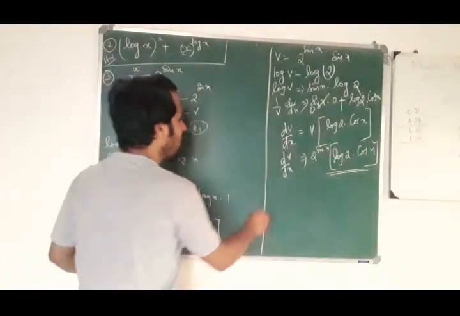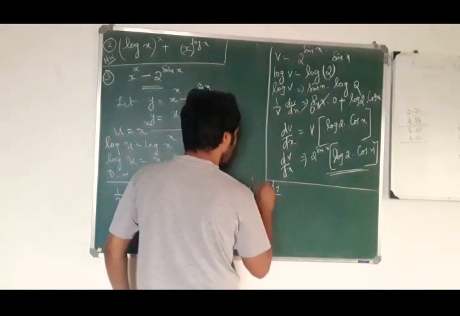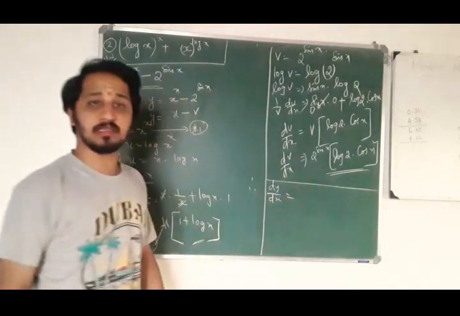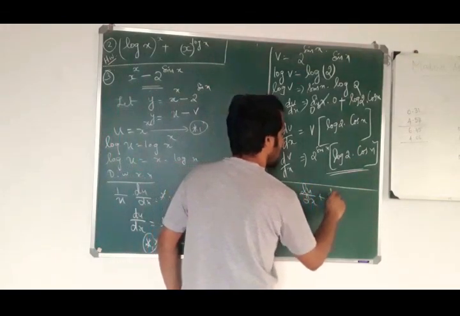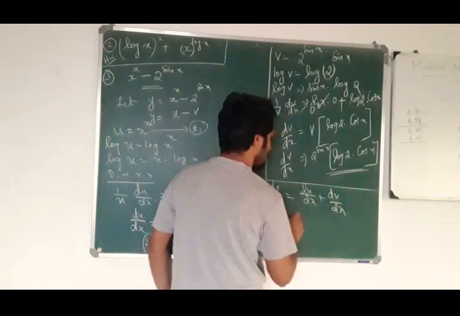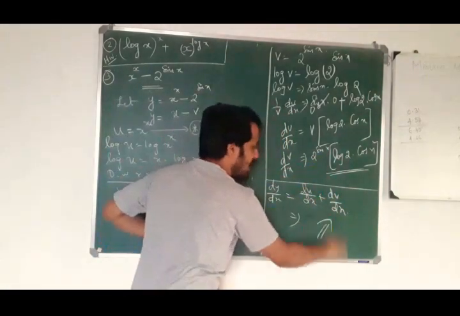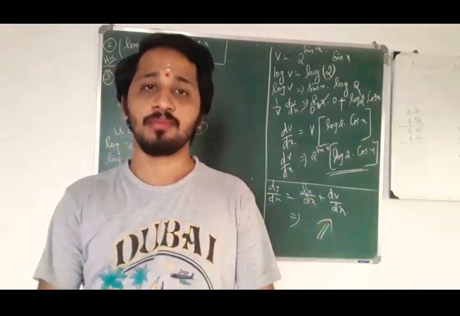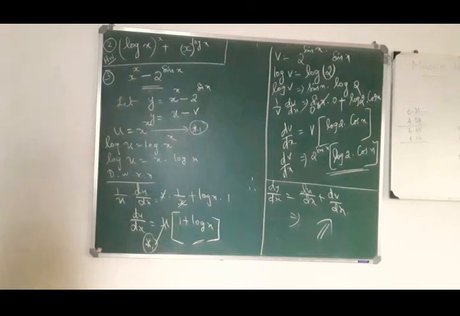Now what is dy by dx? I have already told. Therefore dy by dx is equal to du by dx plus dv by dx. That is, du by dx you have, dv by dx you have. Substitute as it is, that is the required answer. Is it clear to everyone? Let's go through this very important type of problem.